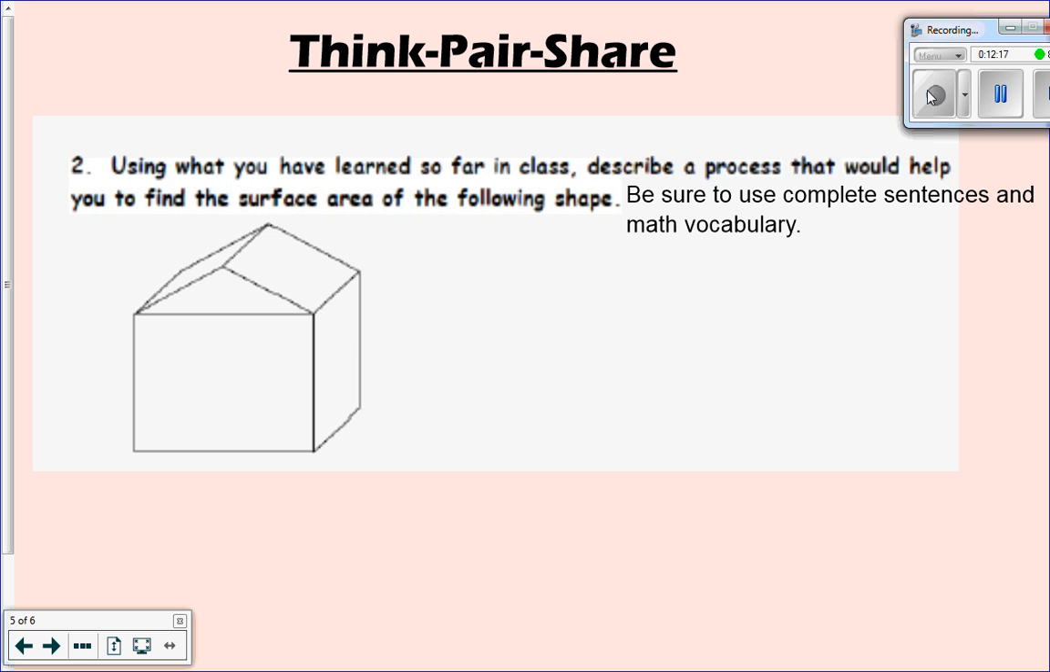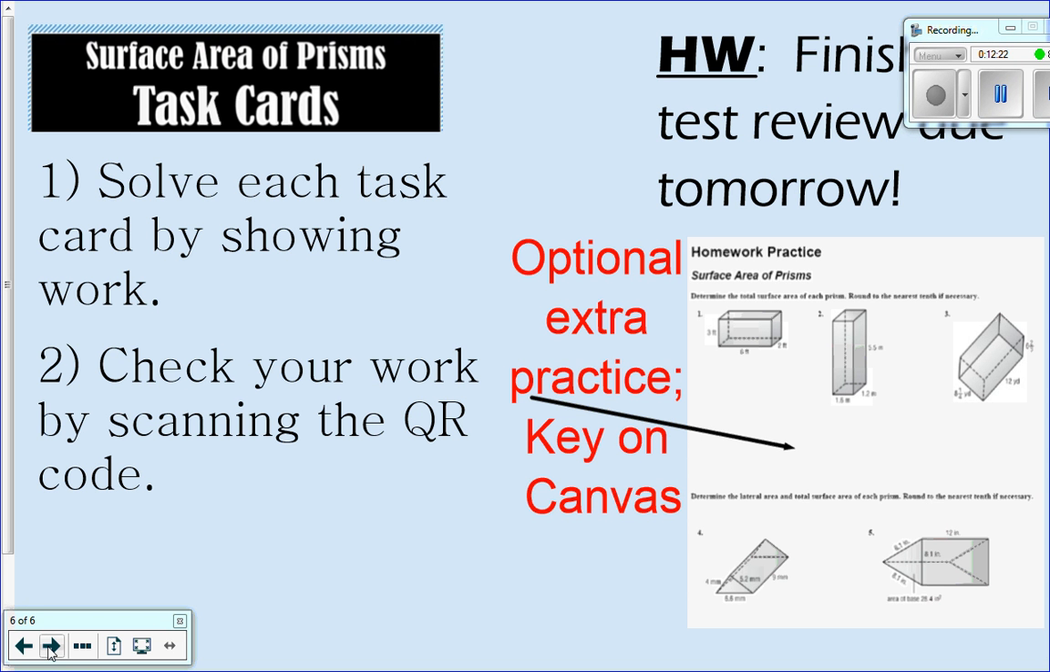Yeah, so cool. All right, so we have 20 test cards. They are on the back counter. You're more than welcome to work with a partner or work individually. You will check your work by scanning the QR code, okay? Your review is due tomorrow. There's also an extra practice that is optional, if you want that extra practice of using the formula, okay? So I'll make sure you get that before you leave. And your only homework is to complete your test review tomorrow. There are tutorials as well before school.